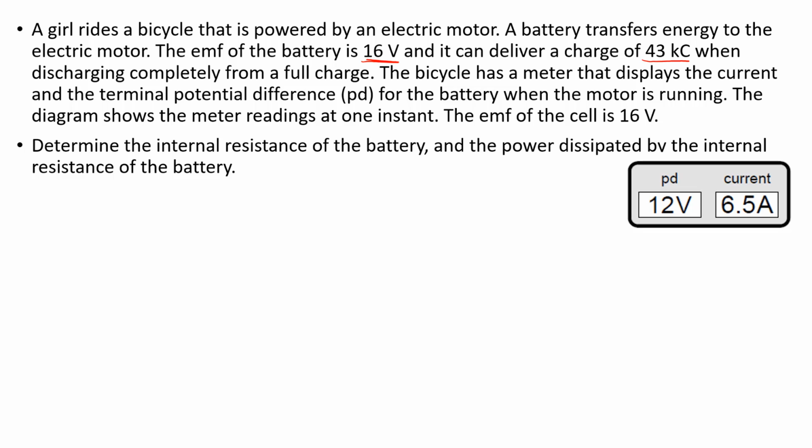from a full charge. The bicycle has a meter that displays the current and the terminal potential difference for the battery when the motor is running. The diagram shows the meter readings at one instant. The EMF of the cell is 16 volts. Determine the internal resistance of the battery and the power dissipated by the internal resistance of the battery.